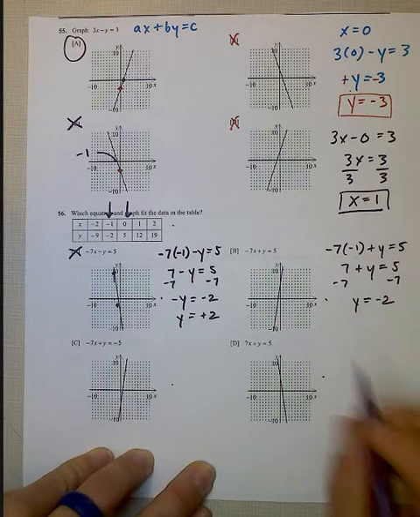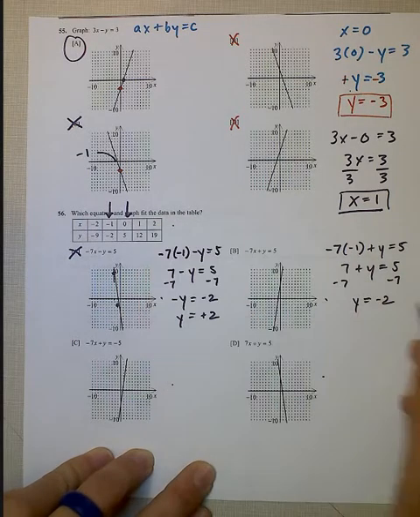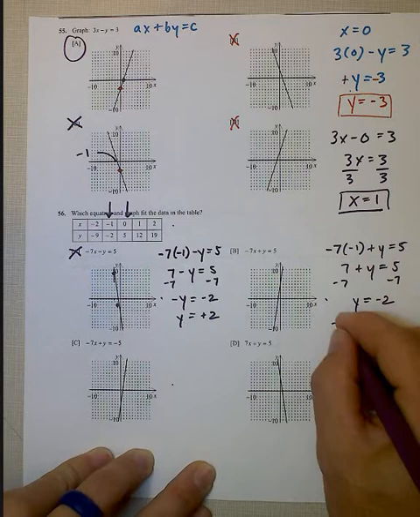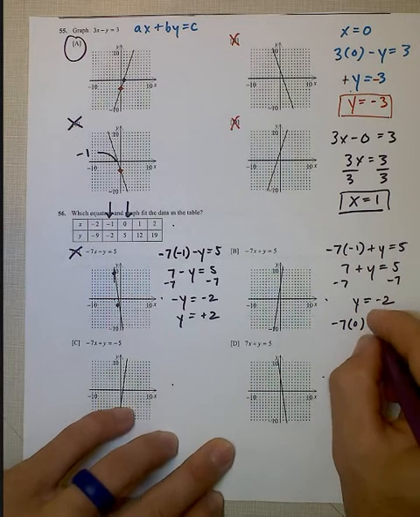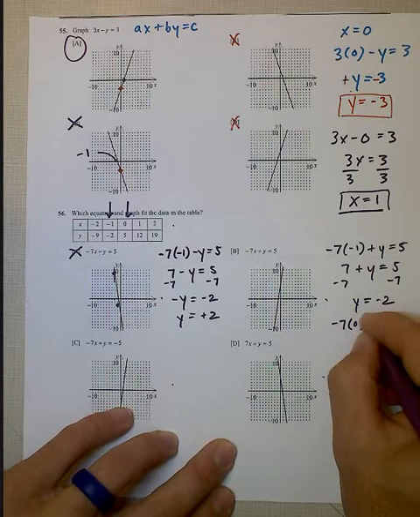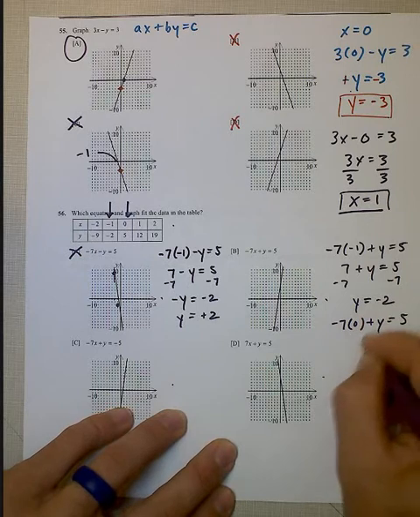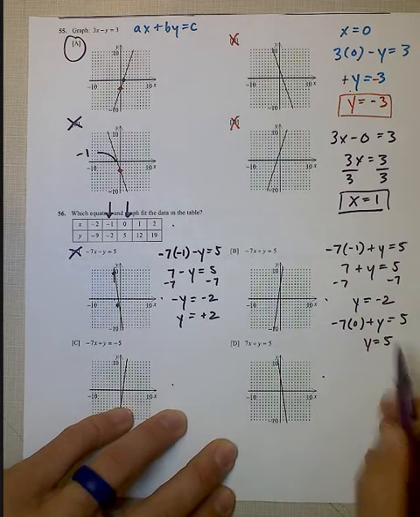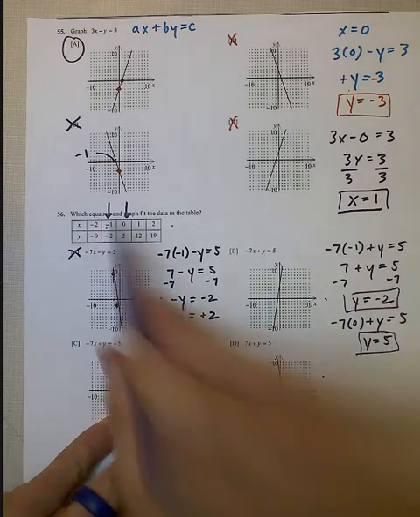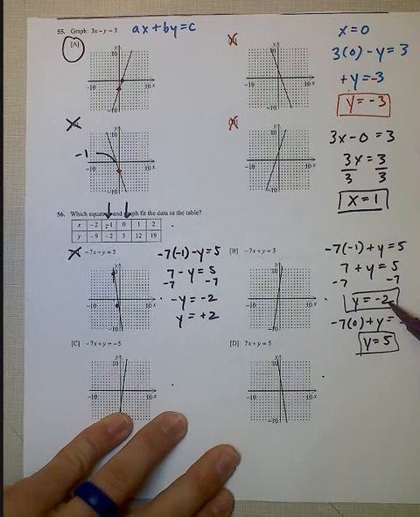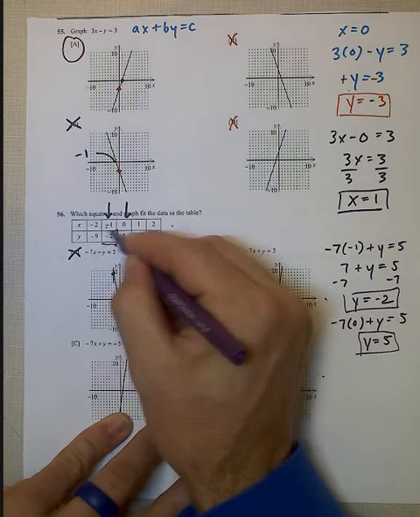That's a fit. Let me test the y-intercept. Negative 7 times 0. So I'm testing another point here. Plus y is equal to 5. Y is equal to 5. That's a good fit here too. So if you see here, I plugged in a negative 1 for my x, and I've got a negative 2, which is what I had here. I plugged in a 0.